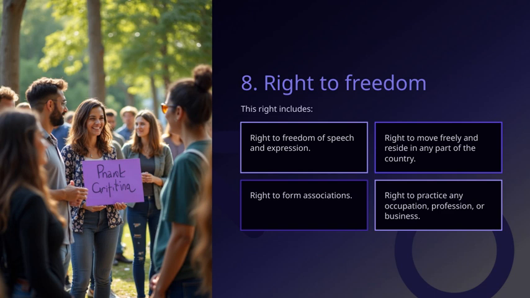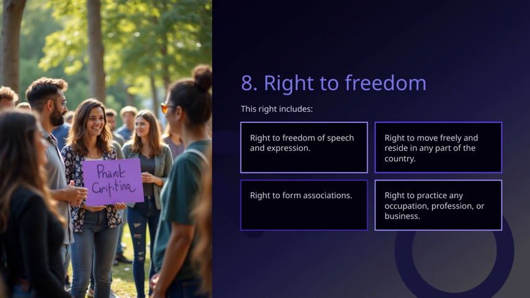This right includes several important freedoms that allow us to live our lives with dignity and independence. First, there's the right to freedom of speech and expression. This means we can voice our opinions and ideas openly without fear. It's essential for a healthy democracy because it encourages open dialogue and debate.